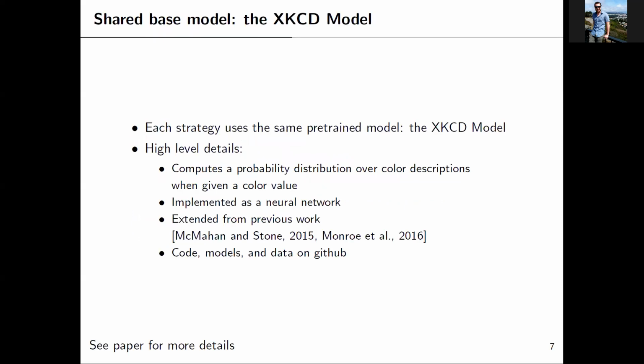In this work, the differences in speaker strategy are algorithmic. They all use the same model, pre-trained on the XKCD dataset, a dataset of color patches in isolation. In brief, the XKCD model computes a probability distribution over color descriptions when it is given a color value. It is implemented as a neural network that is extended from previous work. The code, pre-trained models, and data are all on GitHub, and you can see the paper for more details.